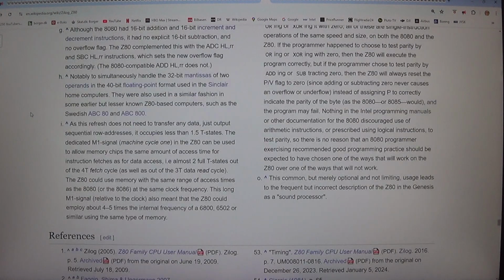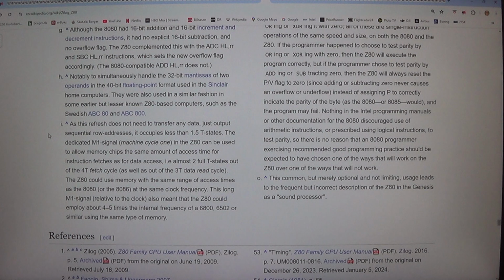8. Notably to simultaneously handle the 32-bit mantissas of two operands in the 40-bit floating point format used in the Sinclair home computers. They were also used in a similar fashion in some earlier but lesser-known Z80-based computers, such as the Swedish ABC80 and ABC800. 9. As this refresh does not need to transfer any data, just output sequential row addresses, it occupies less than 1.5 T states.